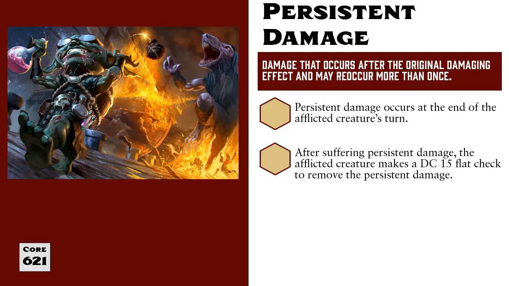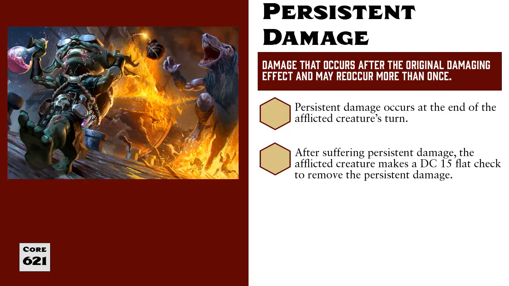If the die shows a 15 or higher, then the persistent damage condition goes away, and if the die shows a 14 or lower, then it continues, and at the end of your next turn, you will suffer another 5 points of fire damage and roll another DC 15 flat check.